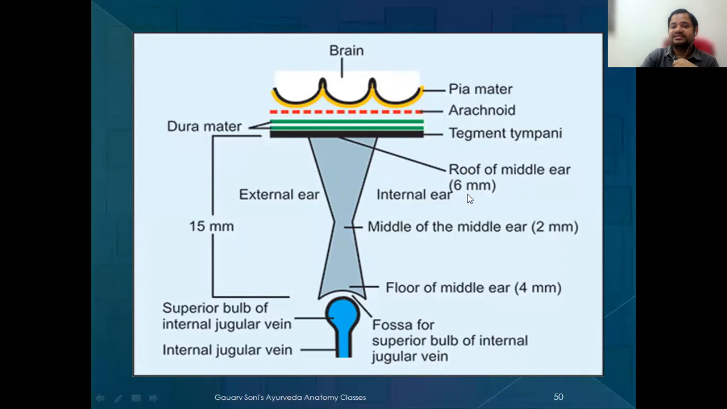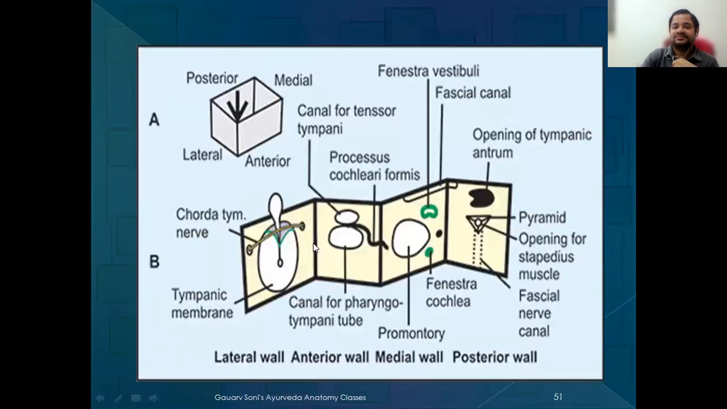On the roof side, it is 6 mm. In the middle part, it is most constricted, it is 2 mm. On the lower part, that is on the floor side, it is 4 mm. And after the floor boundary, you are going to get the jugular vein. So you can keep this diagram in your mind, that the diameter of the middle ear is not equal in all the places. Now, if you are going to make the matchstick or matchbox model, you can open it and draw it like this. It is very tough to include all the names in the matchbox, so it is better you put the numbers and make a separate list of numbering.